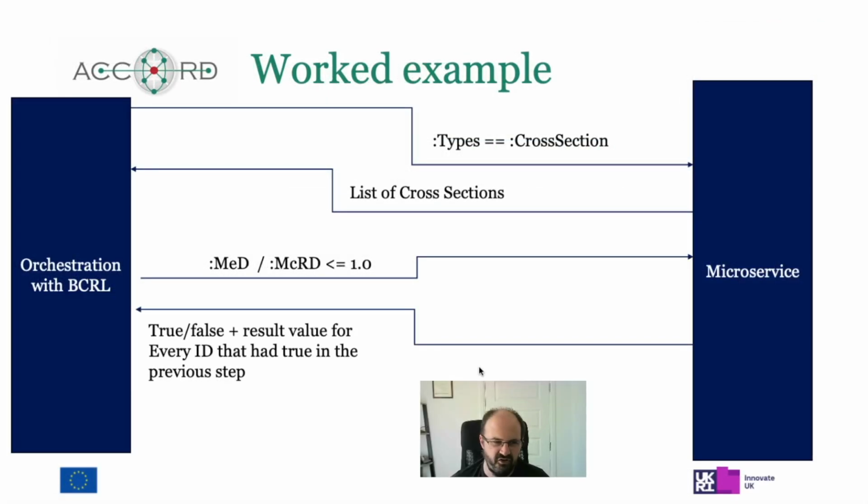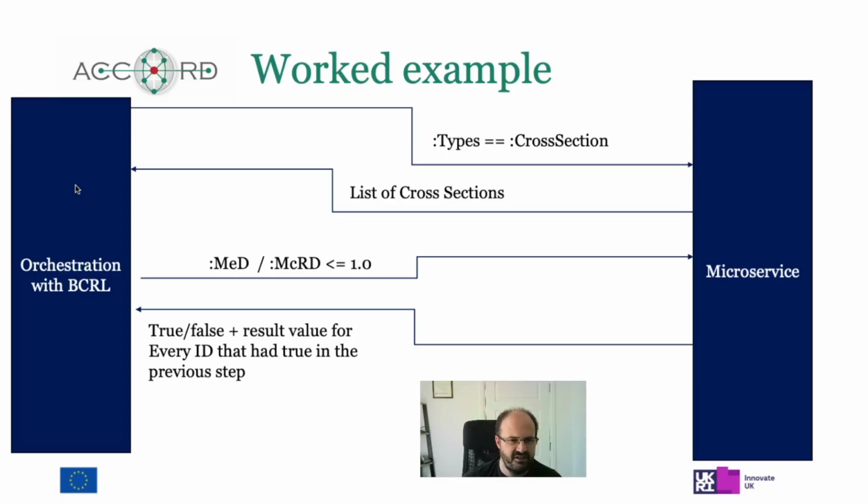And when implemented, the orchestration with BCRL looks something like this. We have our orchestration component here on the left-hand side, and this component is responsible for parsing the BCRL, understanding the structure of it. It will understand that there are 2 decision points here. One is an applicability and one is a requirement. It will identify that it needs to look at the applicability first.